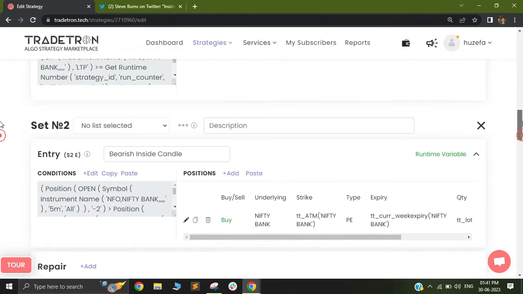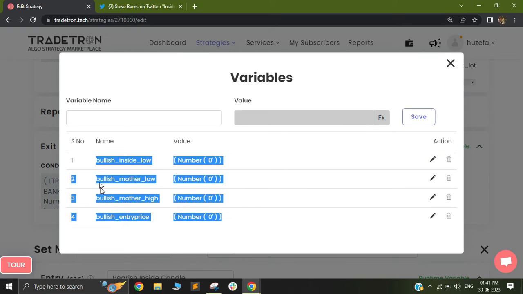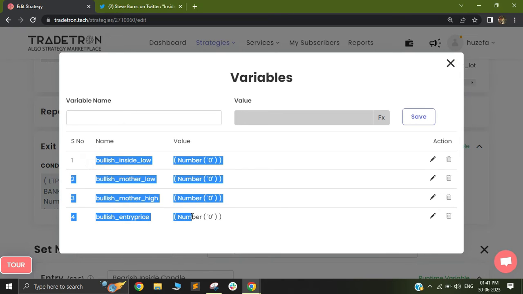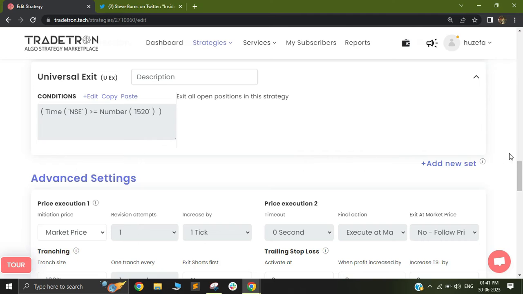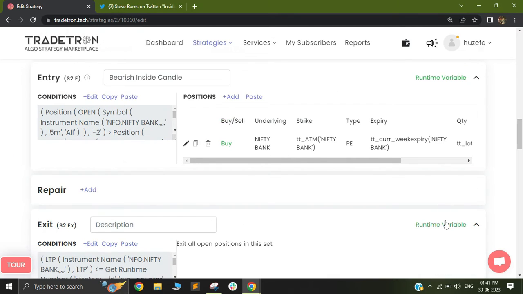Now in both my exit conditions, I have used runtime variables to basically kill these variables once my trade has been exited. After entry, once the exit happens, I do not need these variables anymore. I do not want them interfering with any other part of my logic. So I am killing these variables through the runtime variable, which I'm doing for both my sets, set 1 and set 2. So that is about the build of the strategy.